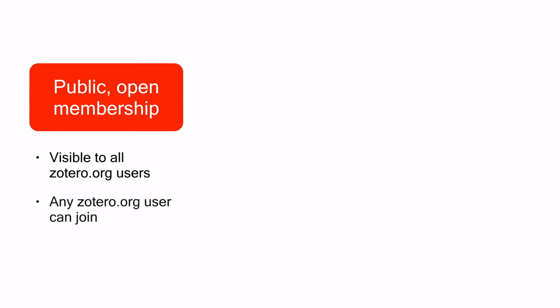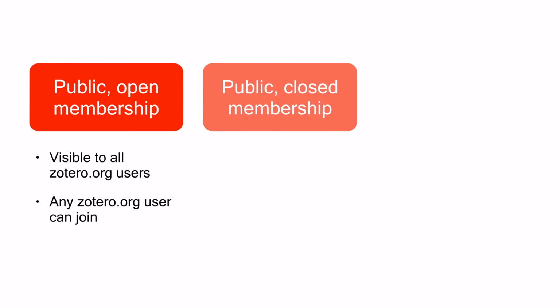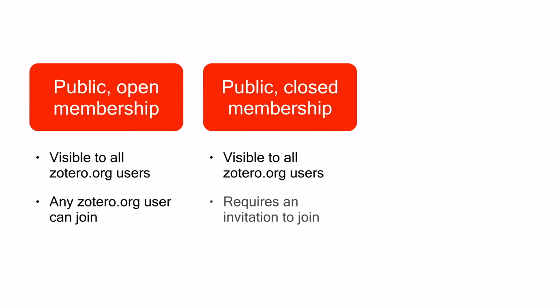A public open membership will allow any Zotero user to find and join your group. This may be beneficial if you have a large number of people who need to add many resources quickly, and you aren't worried about restricting membership. A public closed membership will allow any Zotero user to find the group, but they'll need permission or an invitation to join. This is useful if you want people to be able to find the group easily, but need to restrict membership to trusted users.